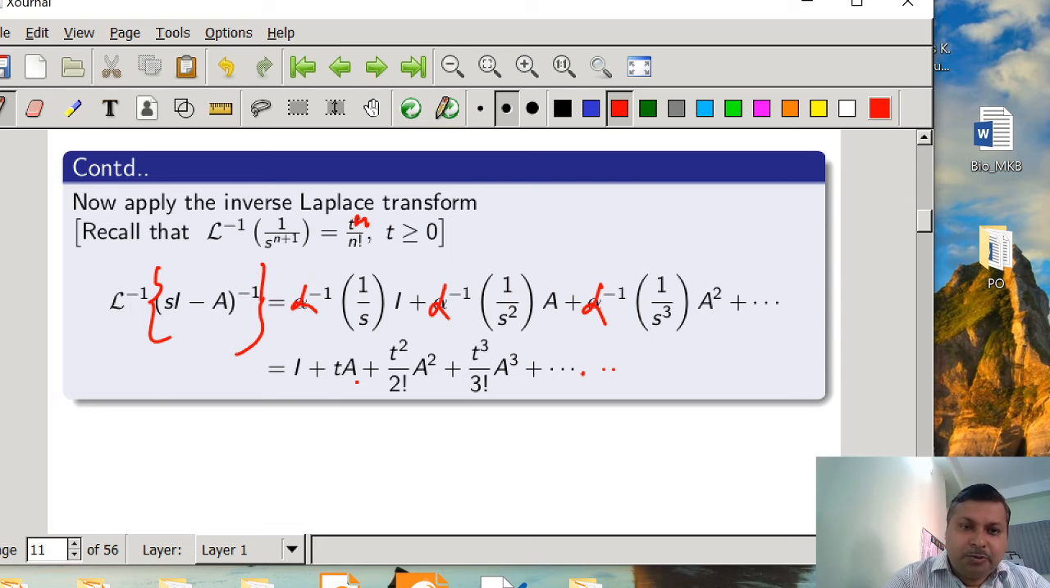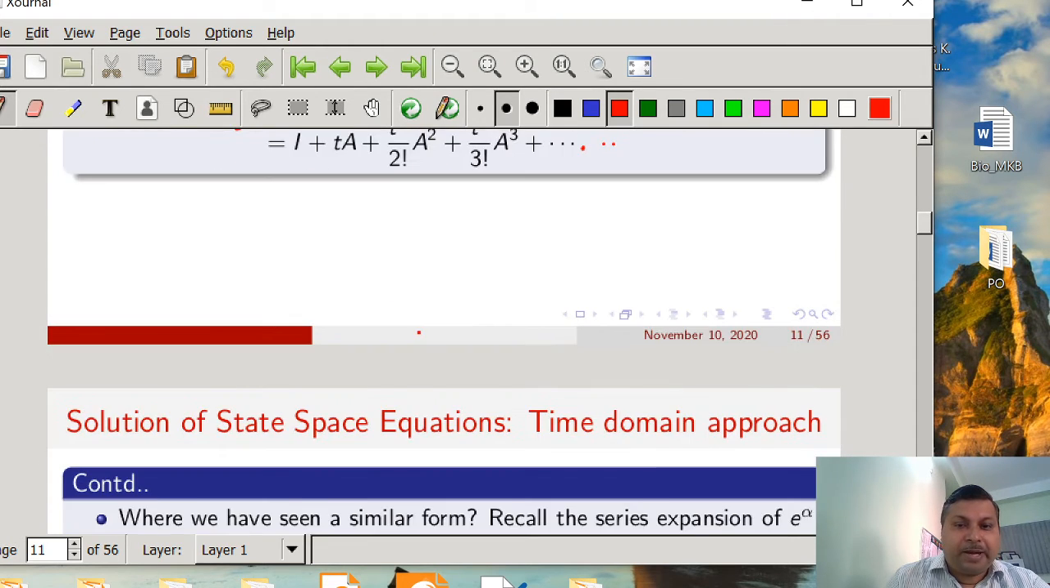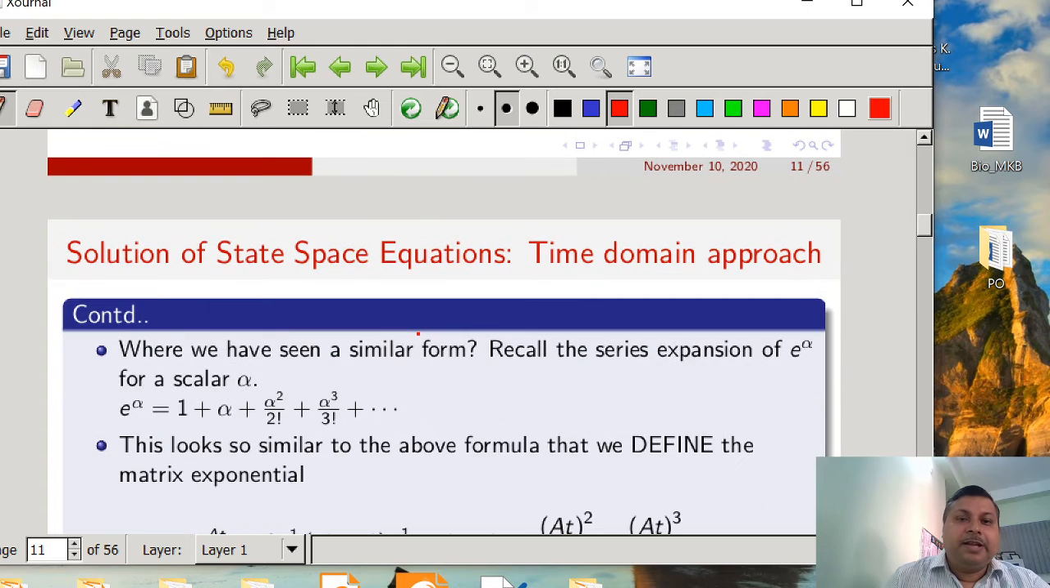Okay, so can I write in compact form, or can I define this series in such a way that we can write the Laplace inverse of sI minus A inverse in a compact form? For that, recall the series expansion of e to the power alpha, where alpha is a scalar quantity. So e to the power alpha is equal to 1 plus alpha plus alpha square by 2 factorial plus alpha cube by 3 factorial.